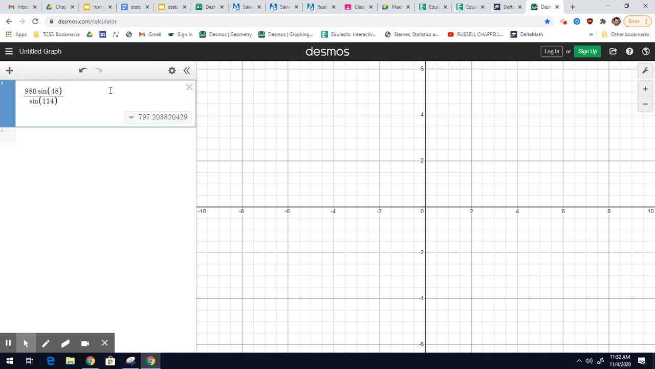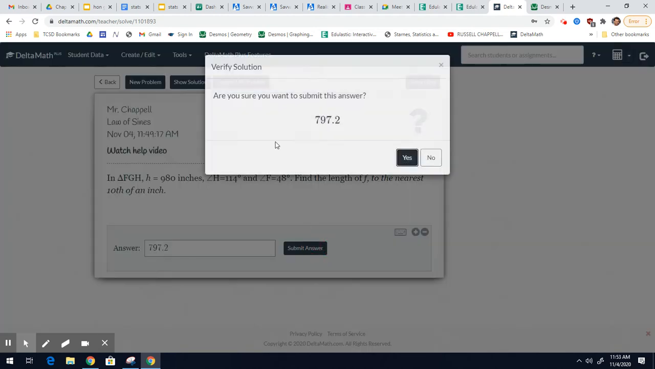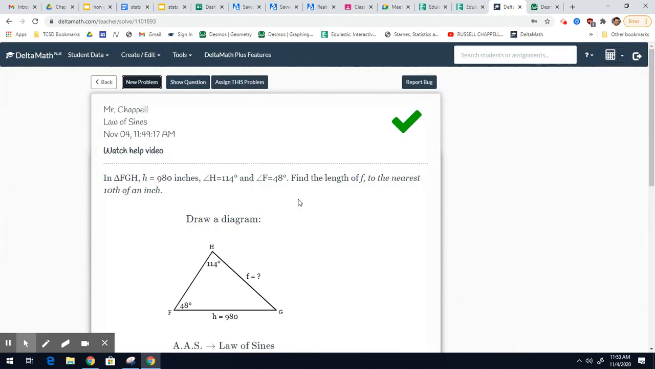And I got 797.20. The 0 leaves the 2 the same. 797.2. And that's what I believe the answer is. 797.2. And that'd be in inches. Oh, yeah. Good for me. All right, next one's coming.